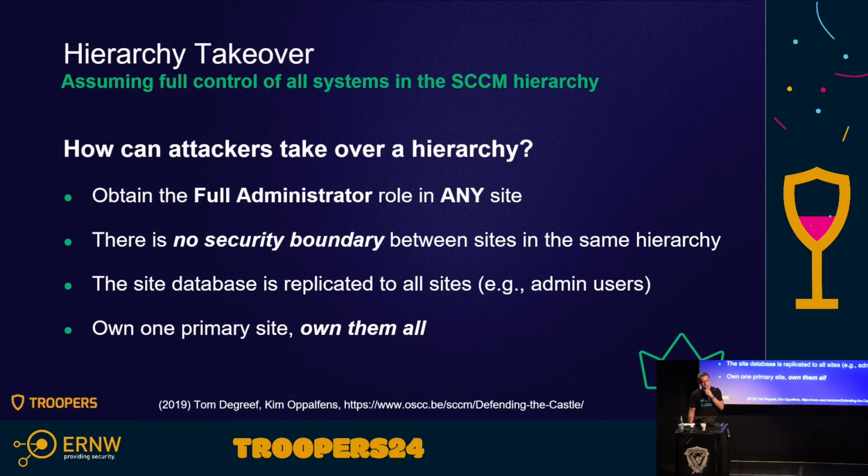Tom DeGrief and Kim Oppalfens talked about this in 2019 in their Defending the Castle talk. They were like, hey, IT admins, at some point people are going to catch on that there are some pretty bad design flaws, or I guess design considerations, that over time, as attacks evolved, made them security weaknesses. So how do attackers actually take over a hierarchy?